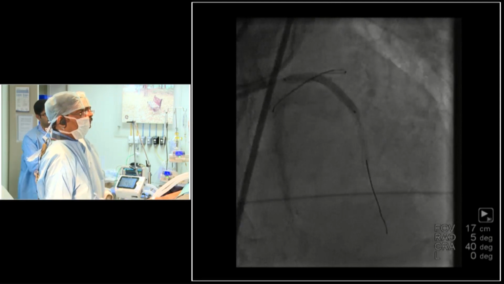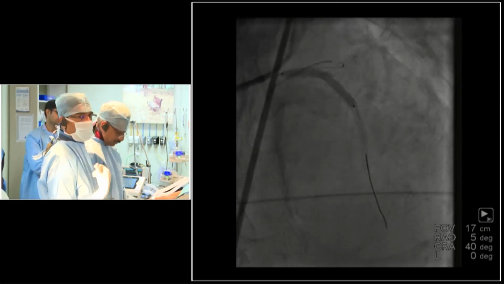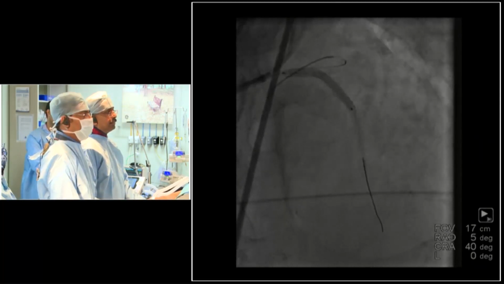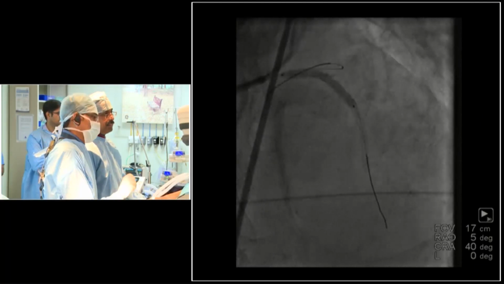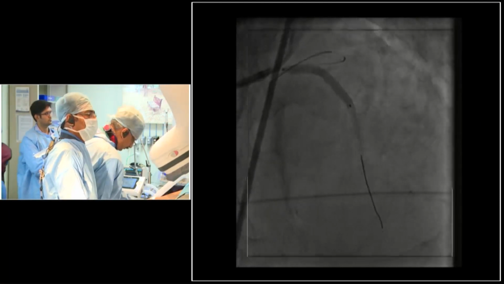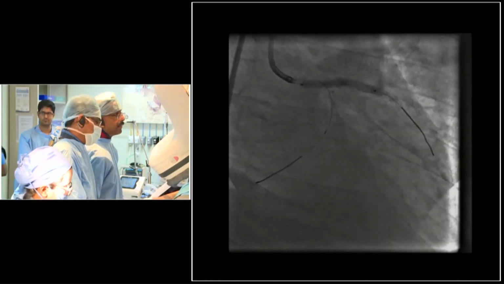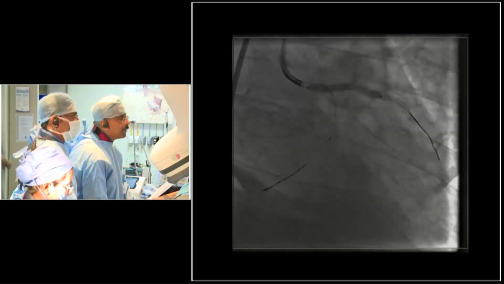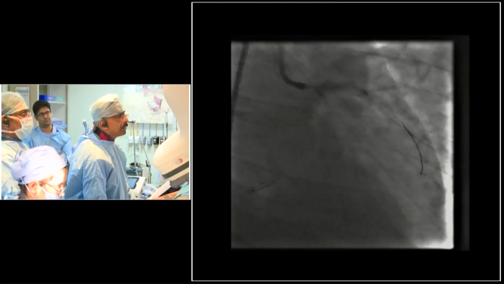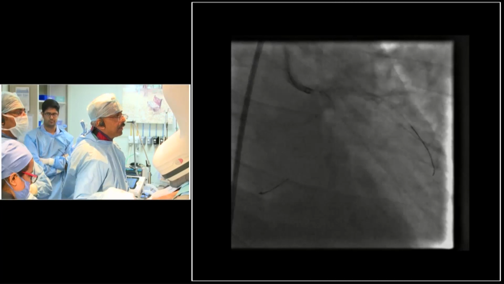Can we see that? I'm just running a cine for you so that you can see. Maybe you can show an RAO caudal or something. That's okay. We just give one more quick inflation and come back, because it's occluding the LCX. Yeah, I think it is reasonably expanded. So 3 angles we have shown, and in all 3 angles it is expanded. So it should be a good area.